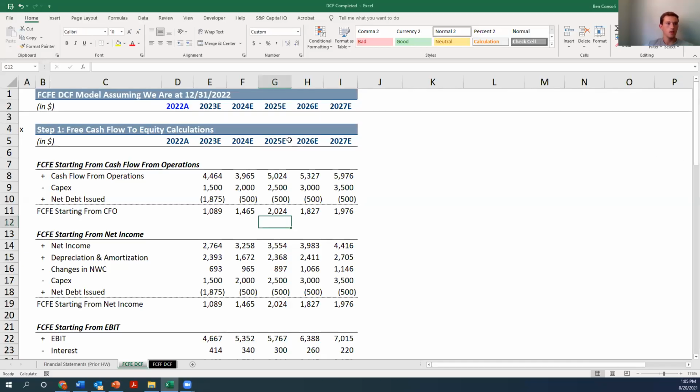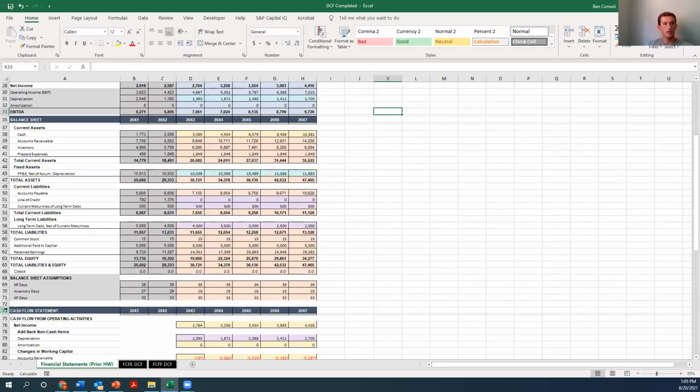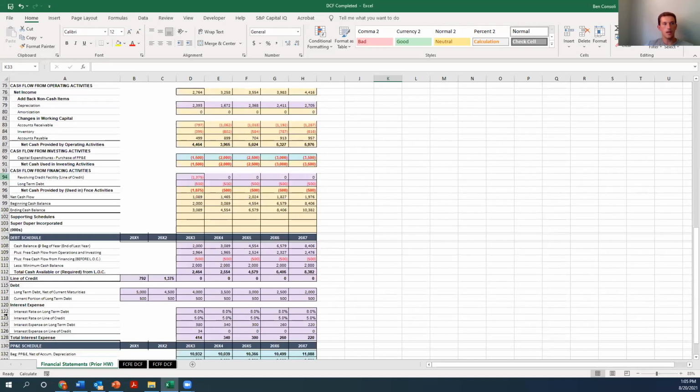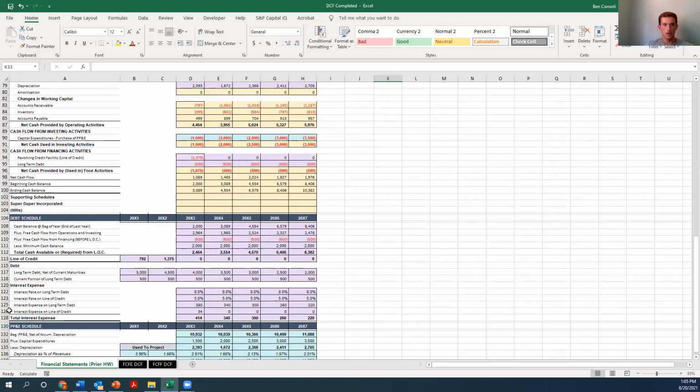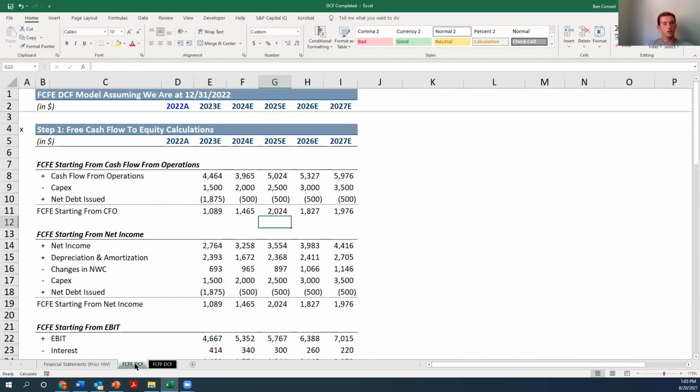Okay, so here is the prior homework that you guys did. So what you'll do is you'll just input or copy over this tab and this tab into your prior homework, and we can go from there. So as you guys did in your prior homework, you projected out all the financial statements. So the income statement, balance sheet, cash flow statement, and then debt schedule and PPE schedule. From there, let's start with the free cash flow to equity discounted cash flow model. So what we'll start with is step one.